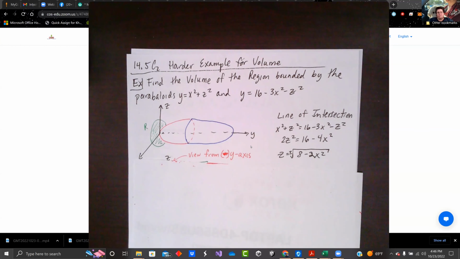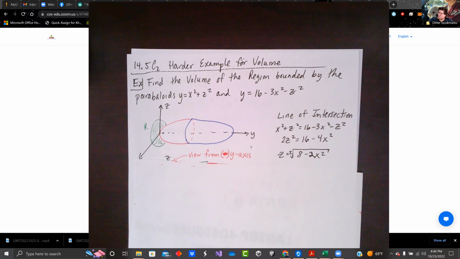Welcome back, everybody. We're going to do a harder example for volume with the triple integral. We're going to find the volume of the region bounded by two paraboloids, y equals x squared plus z squared, and y equals 16 minus 3x squared minus z squared.